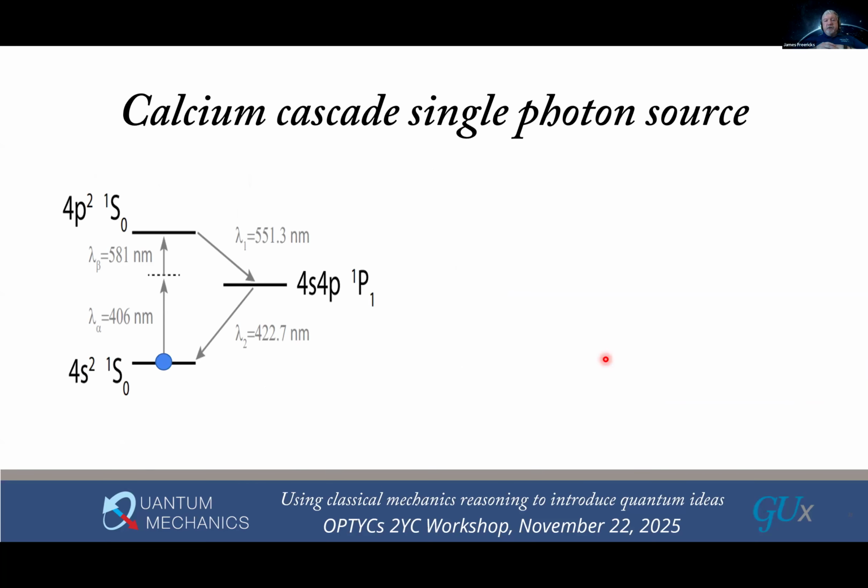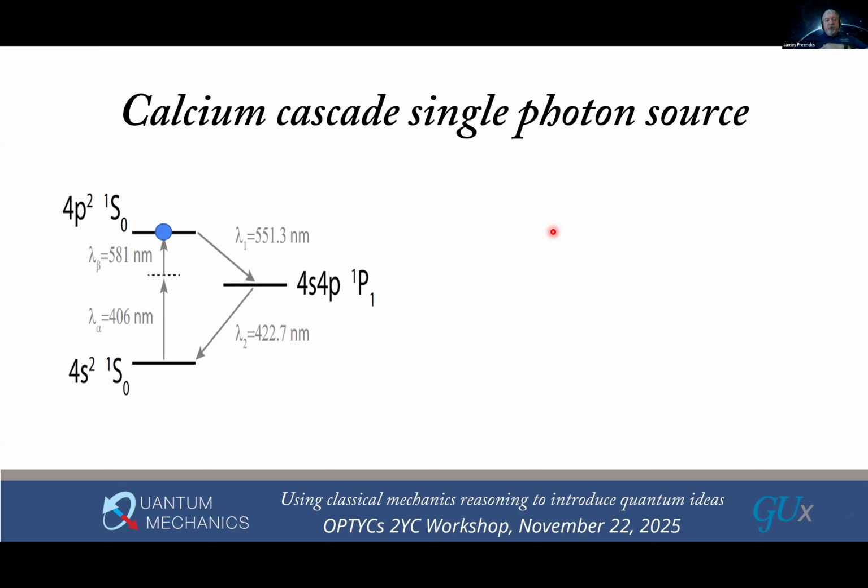Because there's just no way of completely preventing the dark counts. So this is the first single photon source that was devised, and it's what's called a heralded single photon source. The atom that is used is calcium, and if you shine two lasers, one of 406 nanometers and one of 581 nanometers with very intense light, sometimes you can excite a two-photon transition that excites from this 1S0 state to another 1S0 state. It's an S to S transition, which is why it requires two photons.